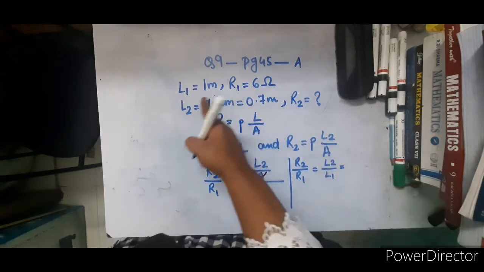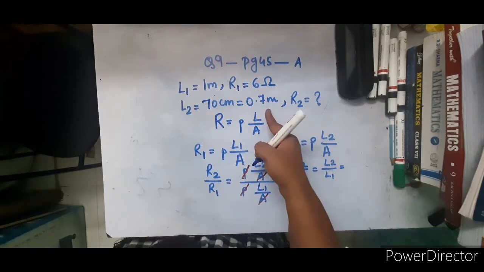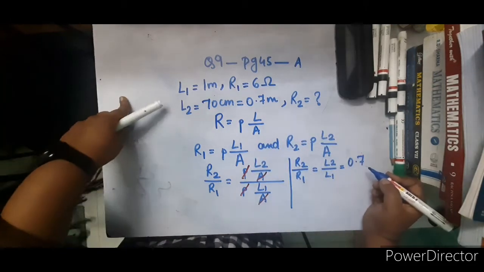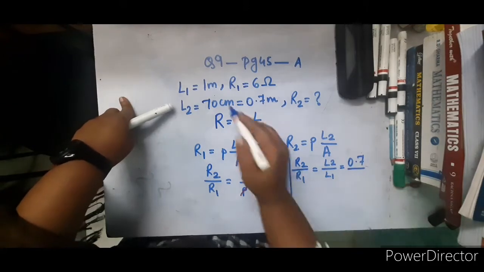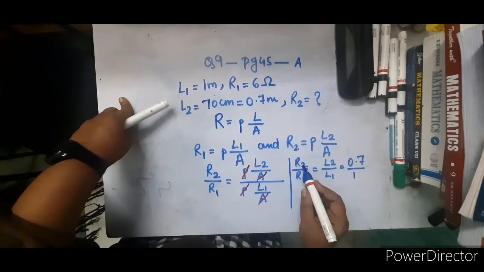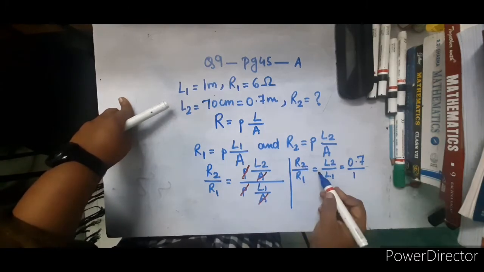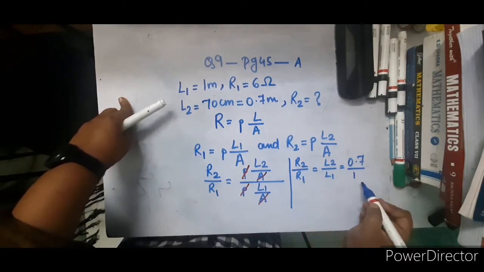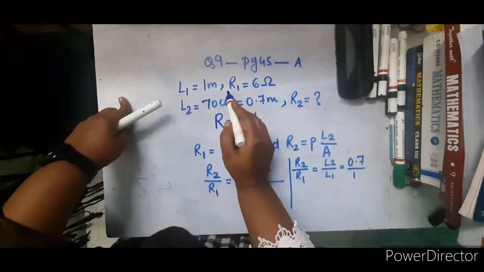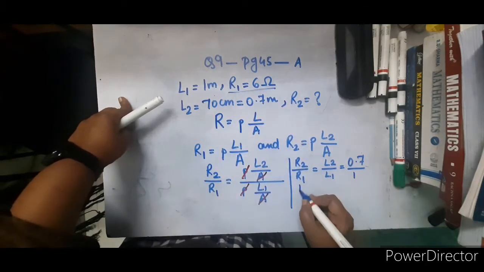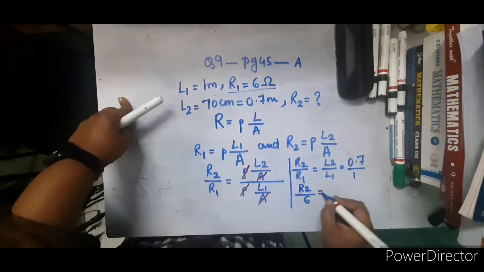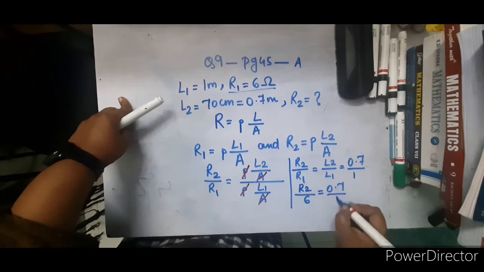L2 is given, it's 0.7, right? And what is L1 here? It's 1 meter, that is 1. Got it? So R2 upon R1 is equal to 0.7 upon 1. Now is there any value of R2, R1 given? Yes, we have a value of R1. So R2 upon 6 is equal to 0.7 upon 1.